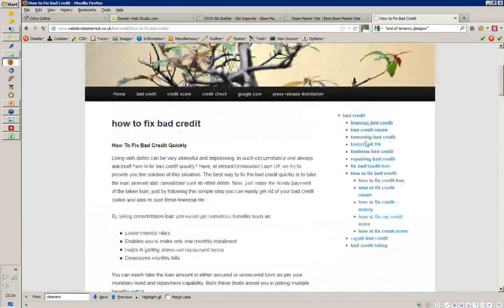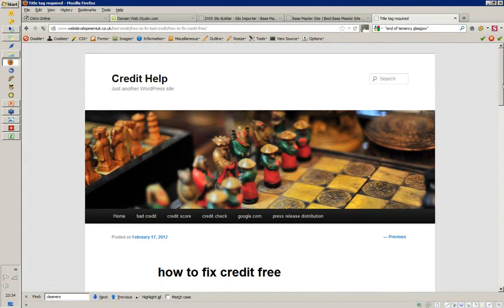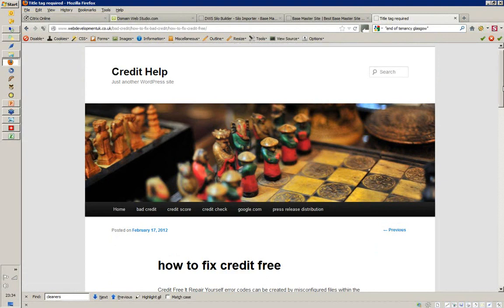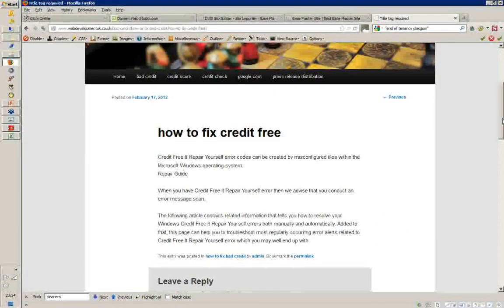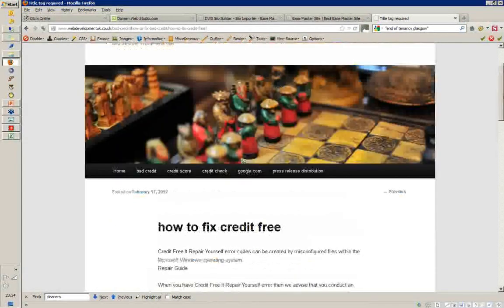So all the internal on-page SEO factors are dealt with. You don't actually have to worry about the internal linking. It's all done for you. You focus more on the story and conversion. And then if you click on how to fix credit free, then we're right at the bottom of the silo. So that's how this whole story gets built out.